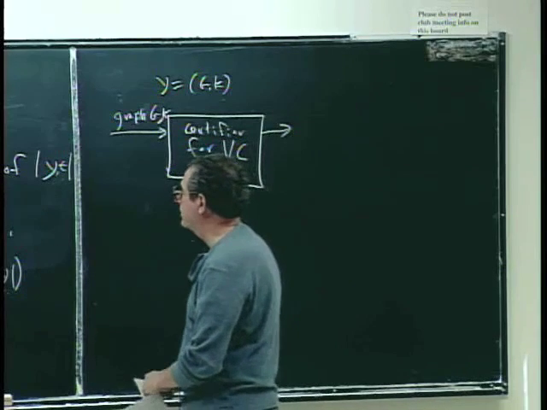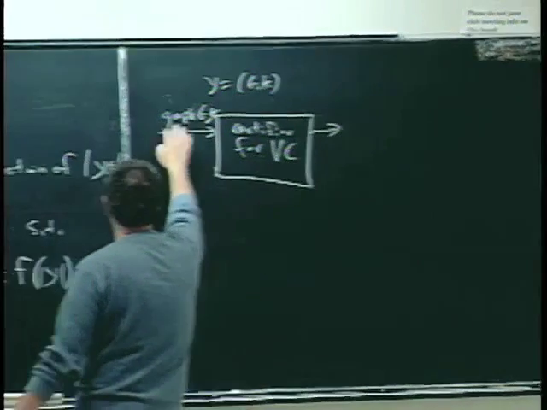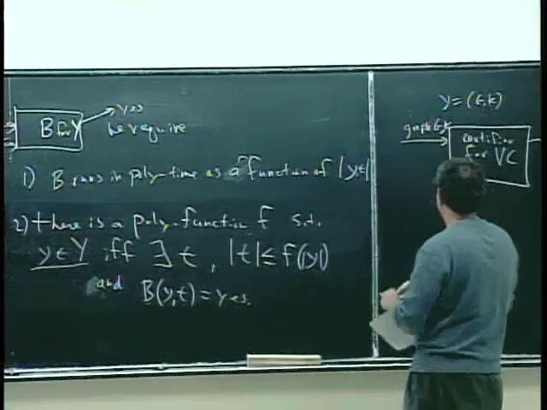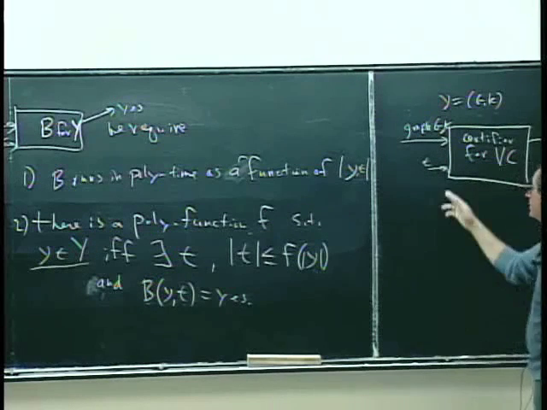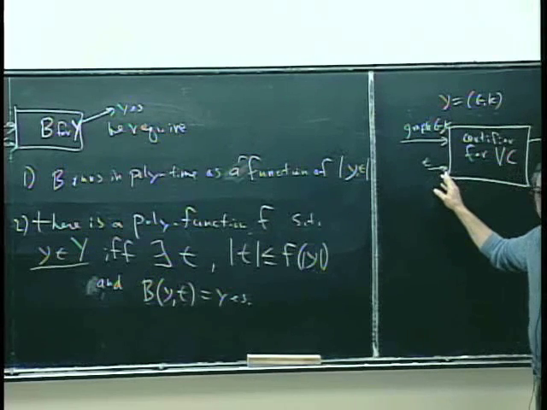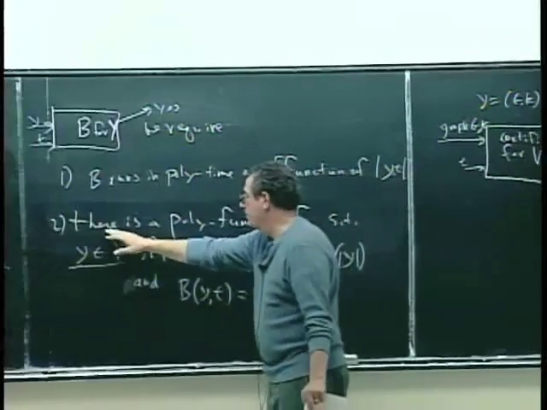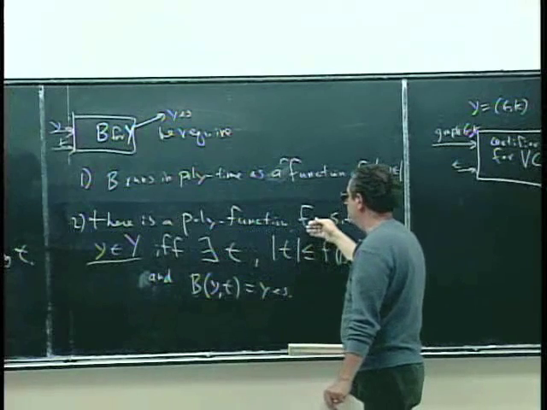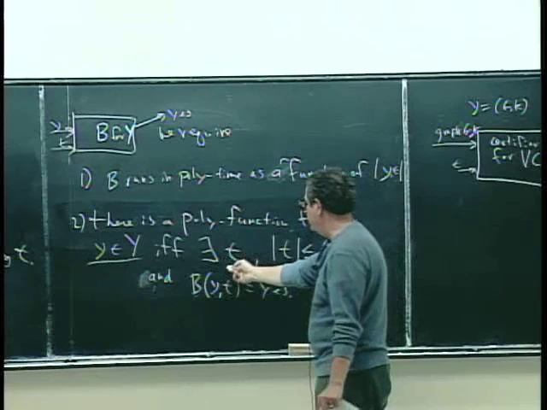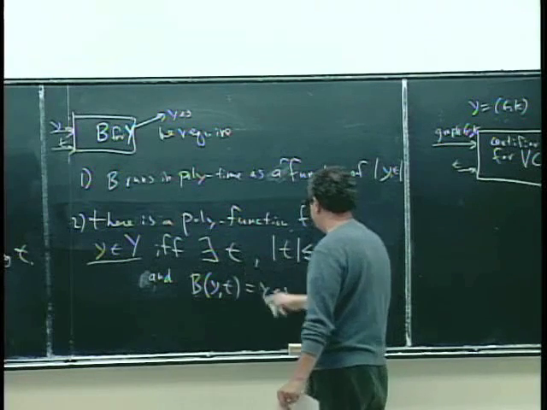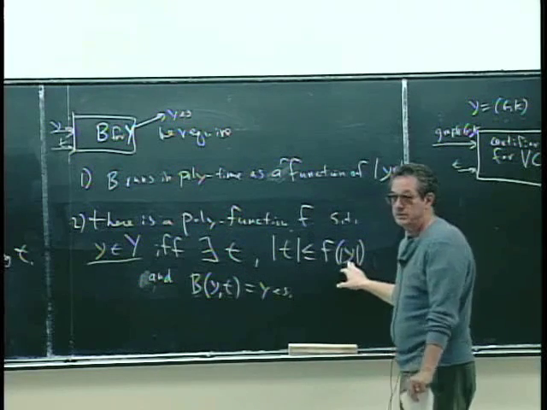So to be an efficient certifier, first of all, it has to run in polynomial time as a function of the input y, and also the input t, which we haven't yet decided on what it's going to be, but there's going to be this additional input t. And there has to be some polynomial function f such that the strings t that you give this are not huge. They're bounded by a polynomial function of the size of little y.